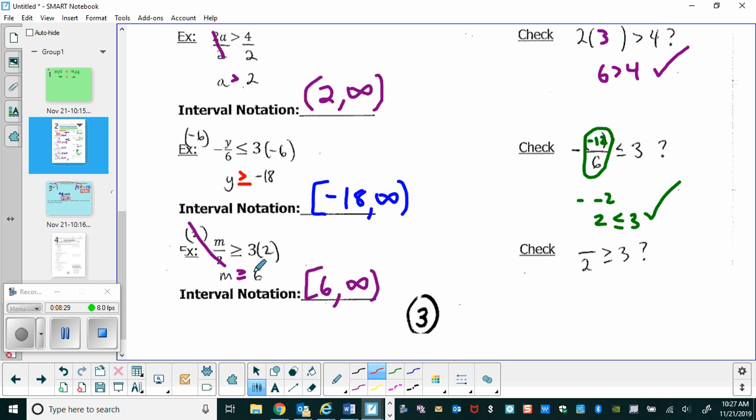Last thing we want to do here is check. So let's pick a number bigger than 6 that's divisible by 2. Let's do 8. All right, so 8 divided by 2, we get 4. And 4 is greater than or equal to the 3, so we know we're good to go. All right? Now let's flip over to page 4 here.